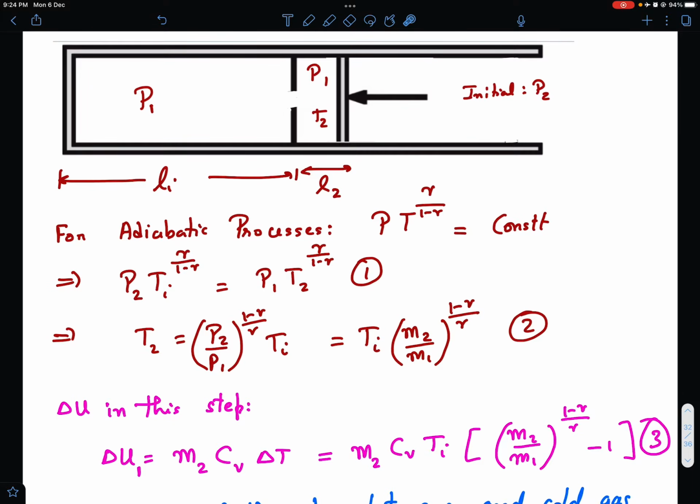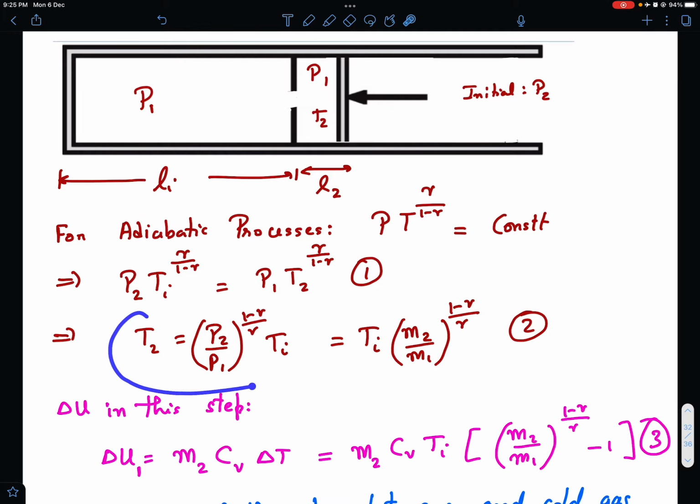Okay, now for adiabatic process, all of you must be knowing that pressure times T to the power gamma upon 1 minus gamma is constant, or sometimes it's written as P to the power 1 minus gamma times T to the power gamma is constant, or it's the same thing. Okay, so this pressure is P1, and let's say this pressure was P2 here initially, and the piston is pushed until the valve is opening. So I can say that P2 times T initial to the power gamma upon 1 minus gamma should be equal to, now let's say here at the time of opening the valve, this temperature has become T2. So this is equal to P1 T2 to the power gamma upon 1 minus gamma.